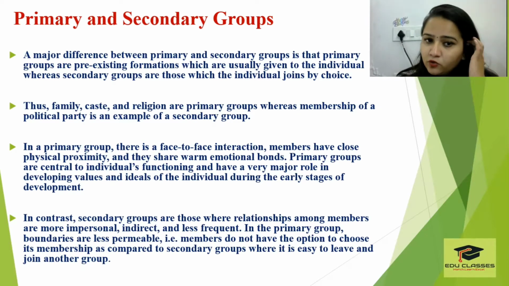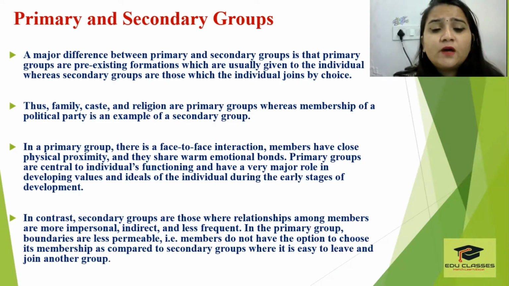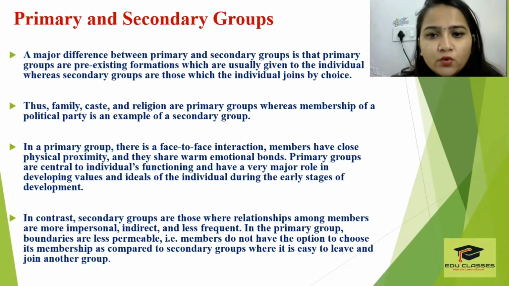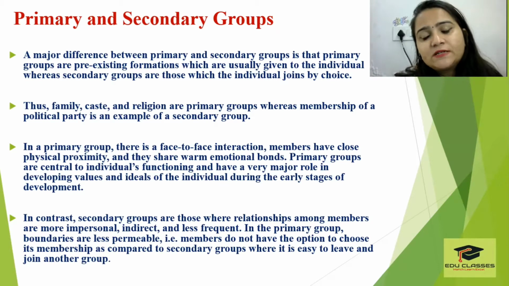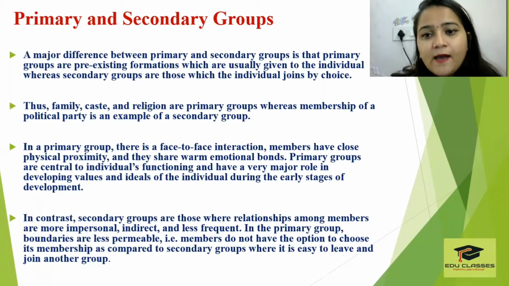Now, in a primary group, there is face-to-face interaction. Members have close physical proximity. Of course, because who is the primary group? Your family. So your face-to-face interaction will be more. Your physical proximity will be more because you are living in one house. And you will also share a much stronger bond, right?